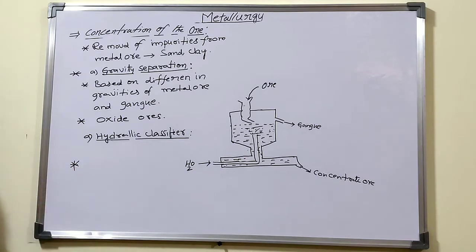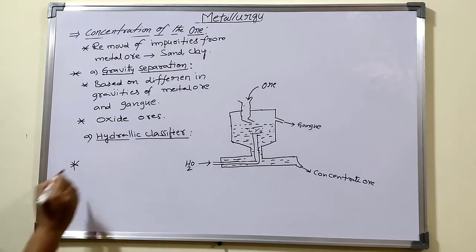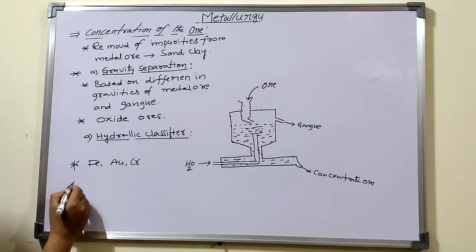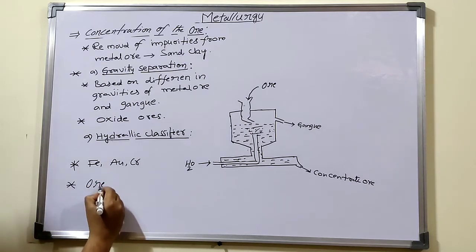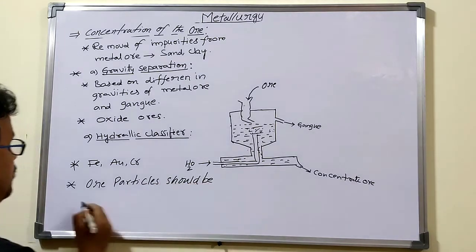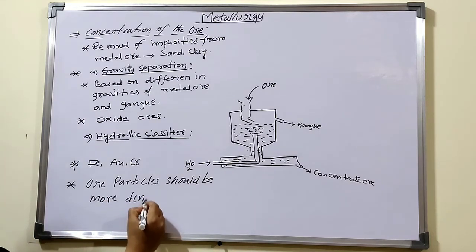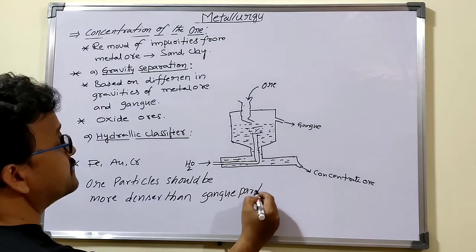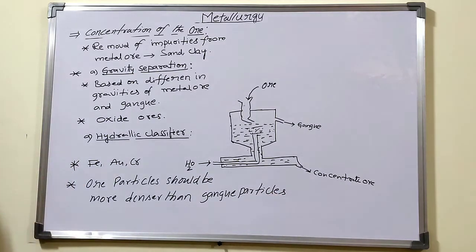And what type of metals can be separated by this method? Metals like iron, gold, chromium. And here we have to remember that ore particles should be more dense than gangue particles. Then this method can be applicable. This is the hydraulic classifier. And Wilfley washing table, all of you know, you already completed in class 10.